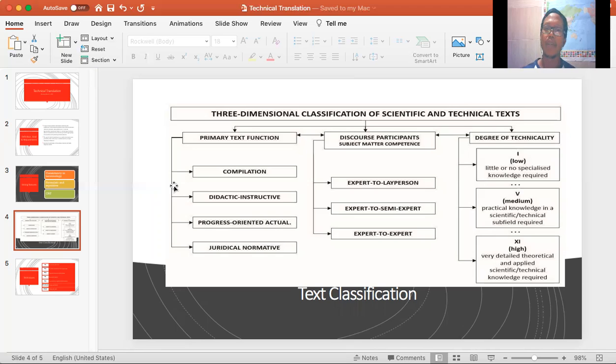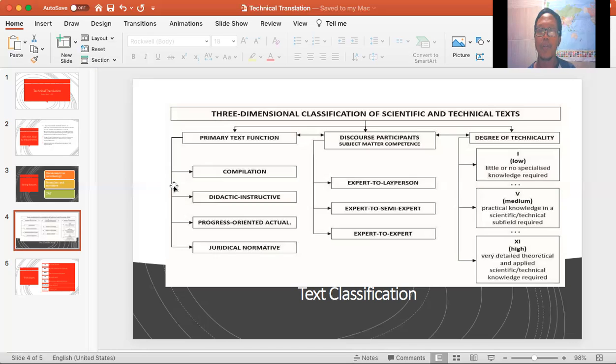When it comes to function, we need to ask ourselves before we start translating whether the text that we translate is meant to be a compilation, meaning it is more just a compilation of knowledge or information, or is it deductive or instructive? When you translate a manual, for example, you actually work at the level of deductive or instructive, or progress-oriented.